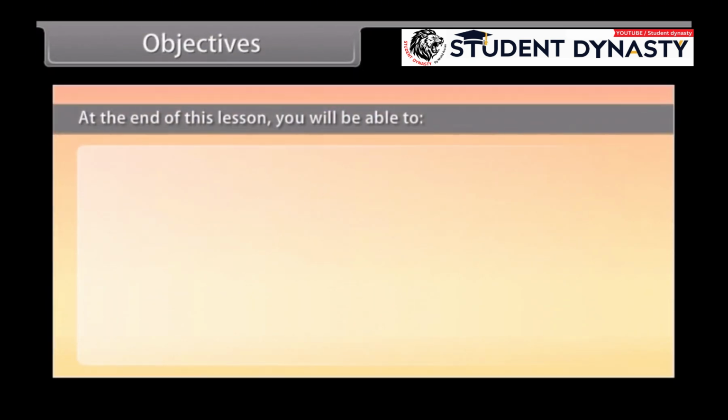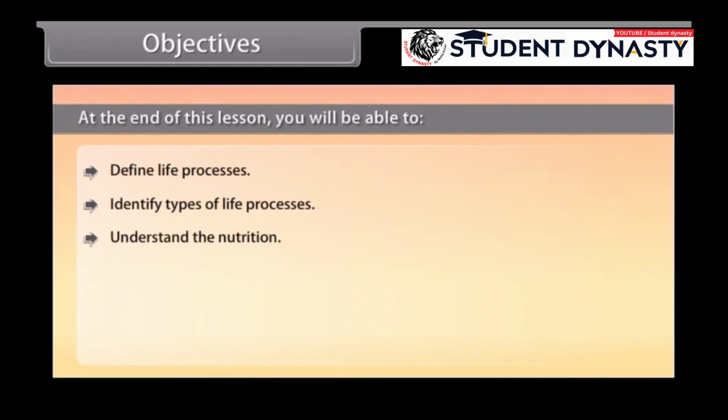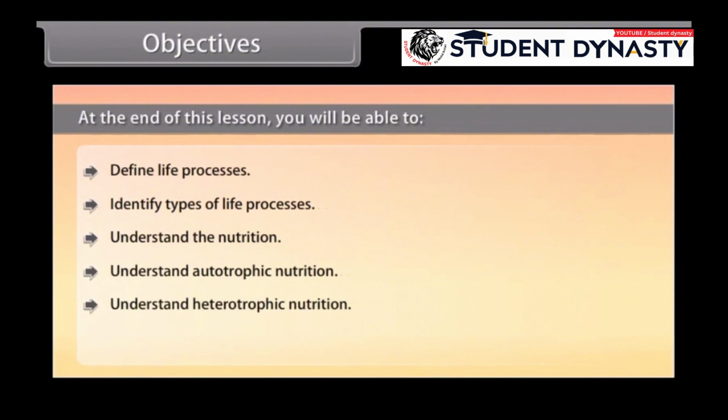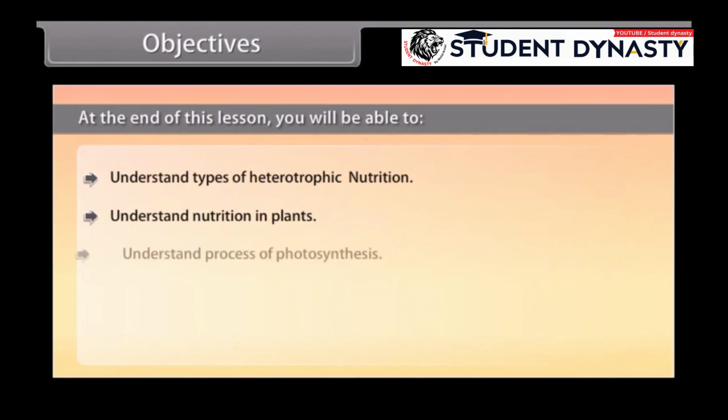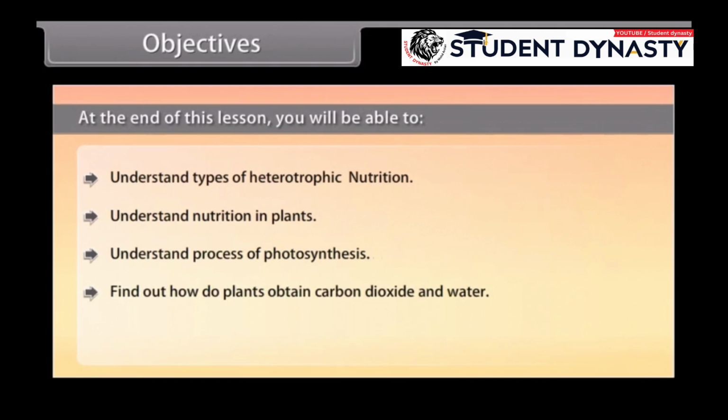At the end of this lesson, you'll be able to define life processes, identify types of life processes, understand nutrition, understand autotrophic nutrition, understand heterotrophic nutrition, find the types of heterotrophic nutrition, understand nutrition in plants, understand process of photosynthesis, find out how do plants obtain carbon dioxide and water, and understand significance of photosynthesis.